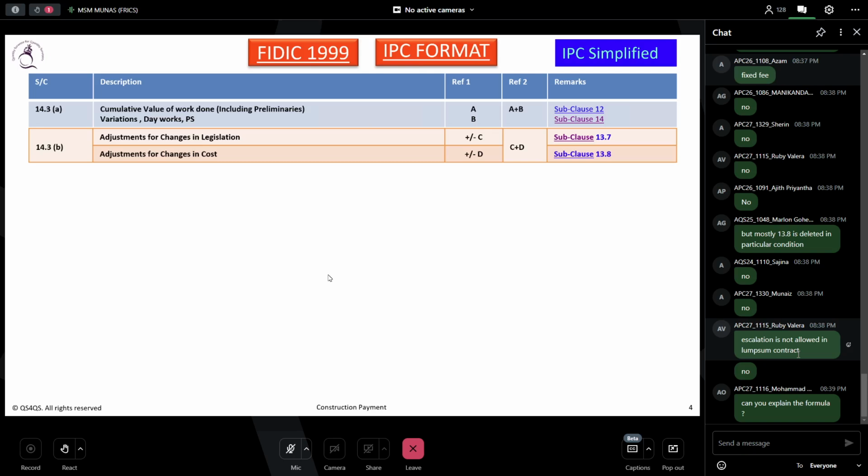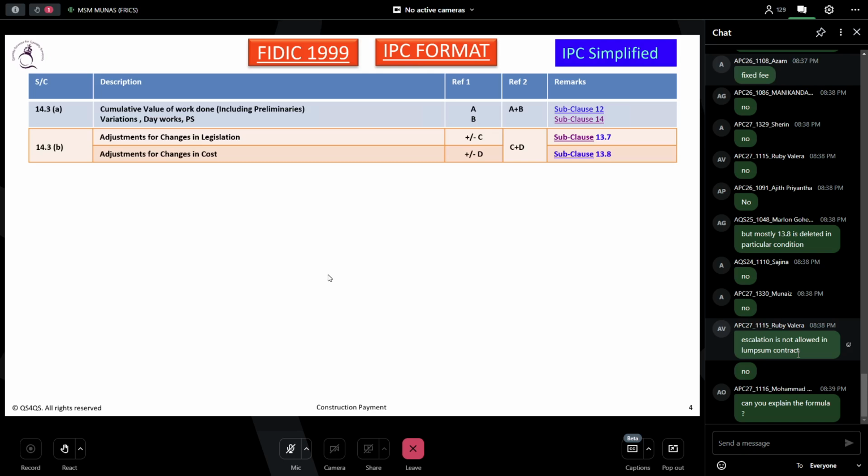Regarding 13.8, it's mentioned that if the table of adjustment data included in the appendix is entered, it applies. If that is not applicable, then this subclause will not be applied. So what is the content for that table of adjustment data? Can anyone predict what should be there? It's called cost indices. They have to give the cost indices.